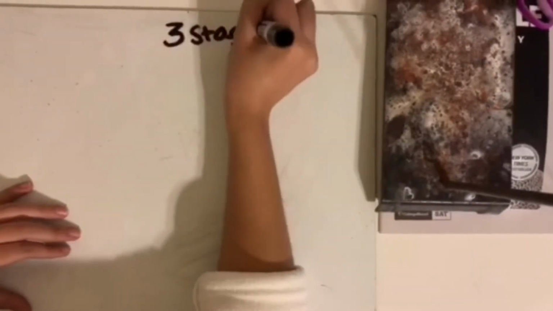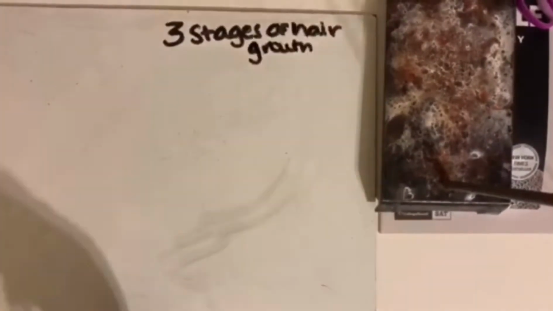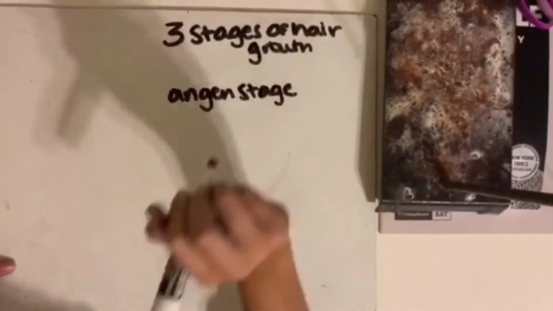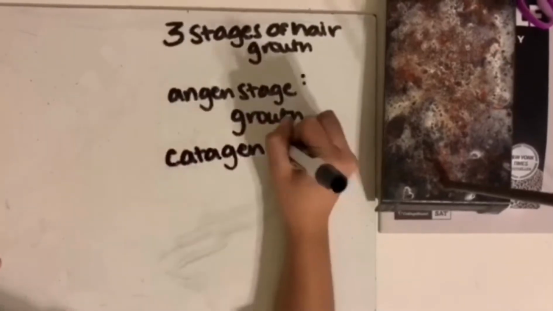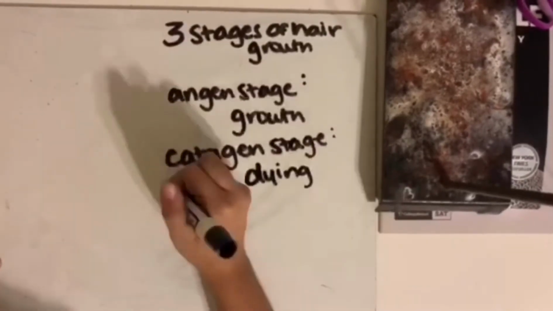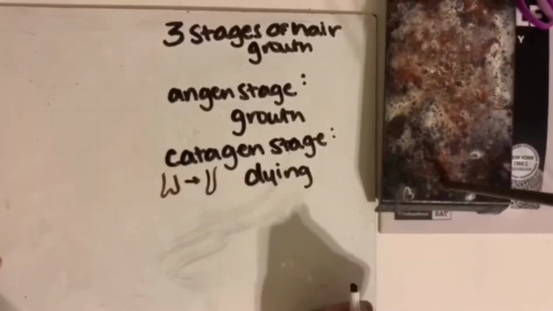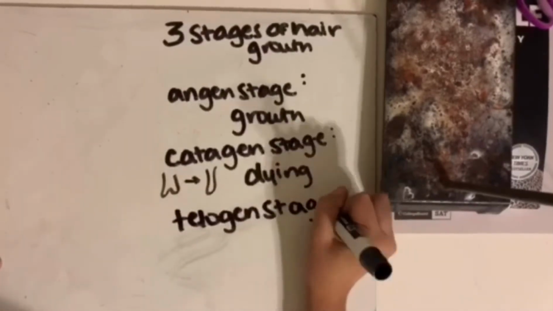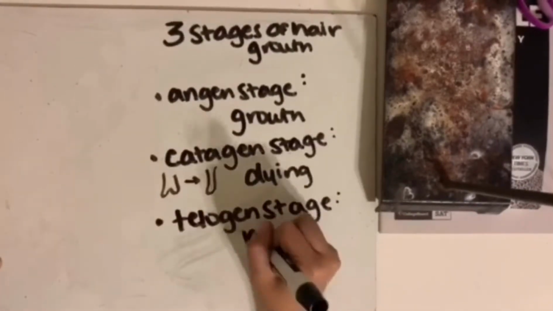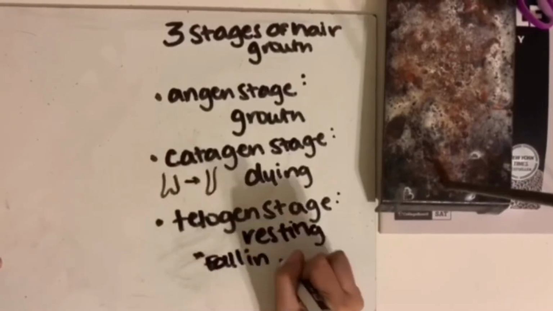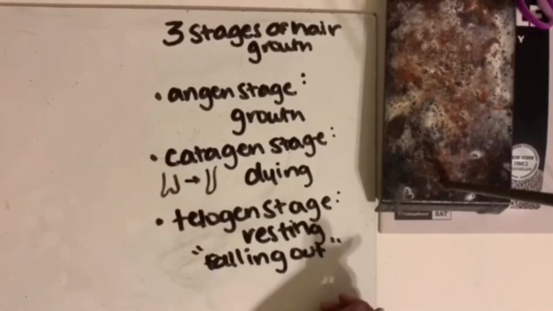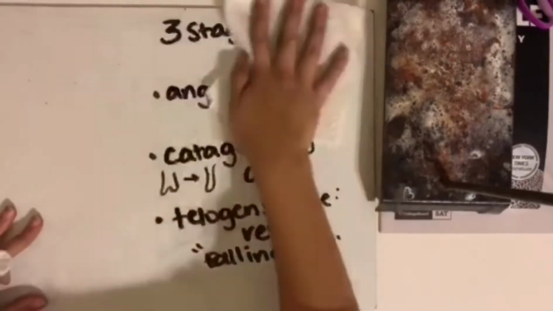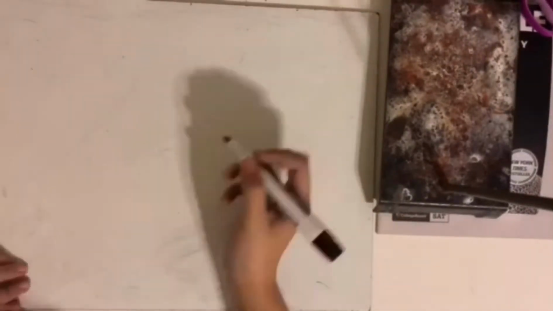Now we're moving on to the 3 stages of hair growth. The first stage is the anagen stage. This is where the hair begins to grow. Next is the catagen stage. This is where the hair is dying, which makes the appearance change. The telogen stage is the last stage, where the hair is officially dead and is being removed or falling out. An example of this is like when you're in the shower and you're running your hands through your hair and you get clumps of hair that are coming out.